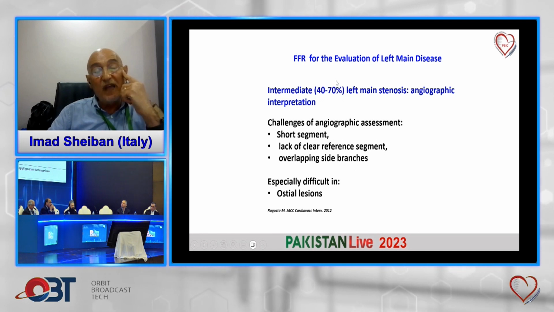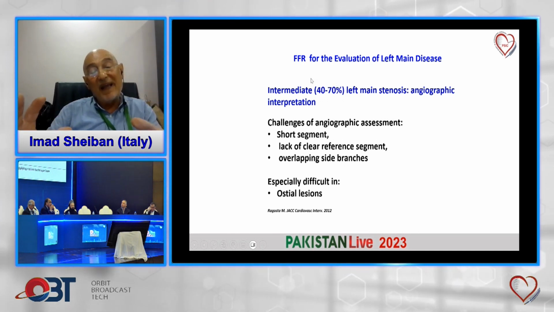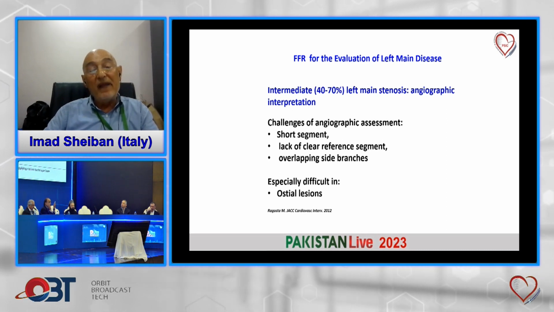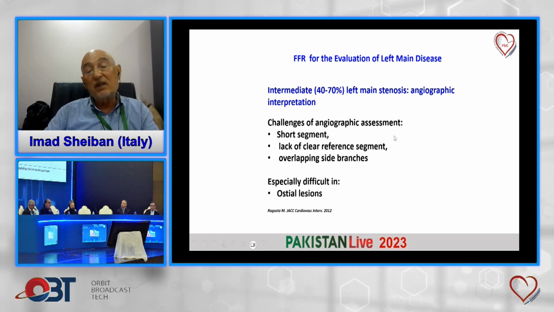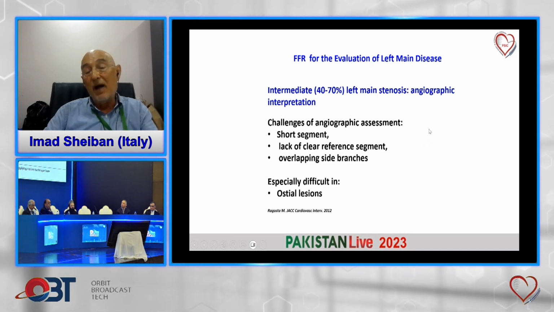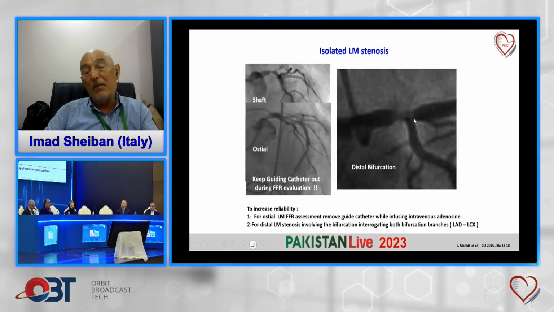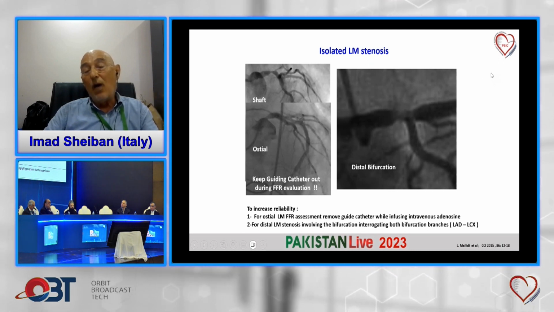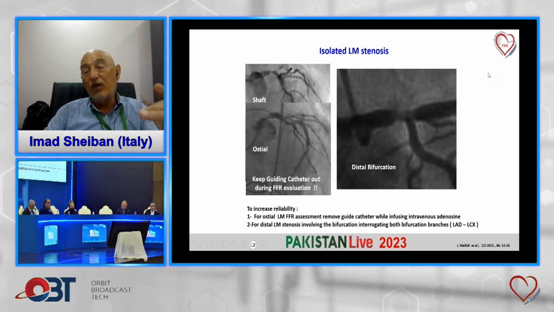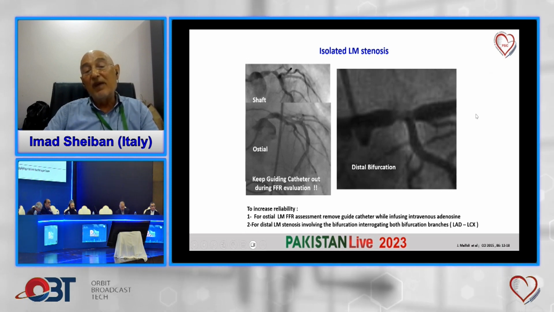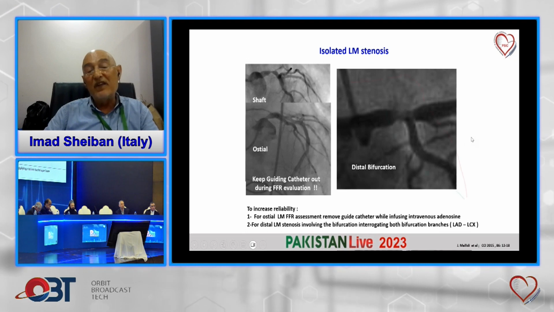So I think that I can limit just the use of FFR in bifurcation. And again, the challenge is most difficult for ostial lesion. That means for side branch, when you have some damage on side branch or some compromised side branch, I think FFR can be very useful in determining whether you have to proceed for more treatment on side branch or not, as well as in distal left main sometimes, but we have some limitation here.